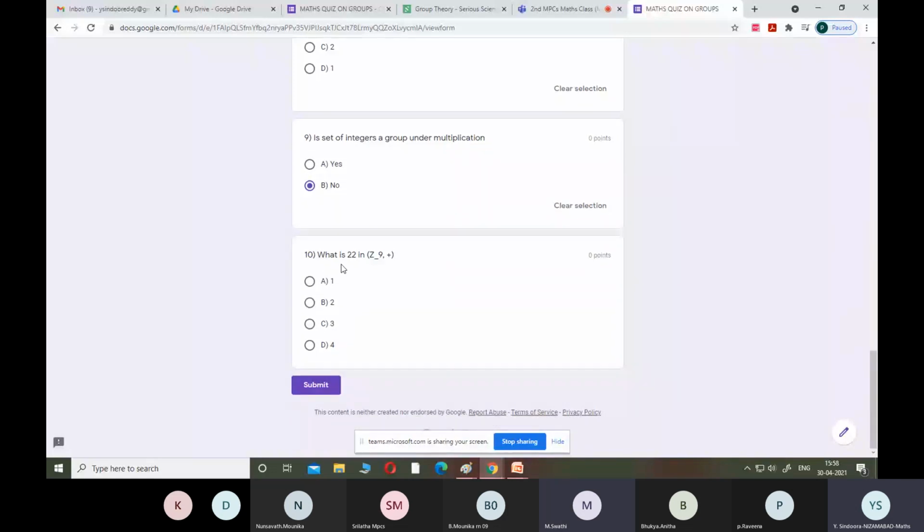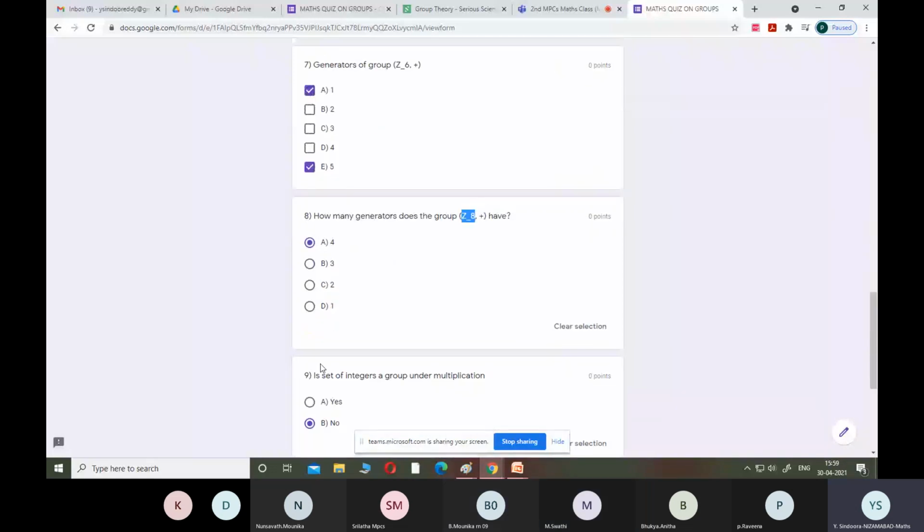Now, what is 22 in Z9 under addition modulo 9? What is 22 in Z9? It is 4, ma'am. 9 twos are 18, and we have to take the remainder only. So it is 4, right? That's it.